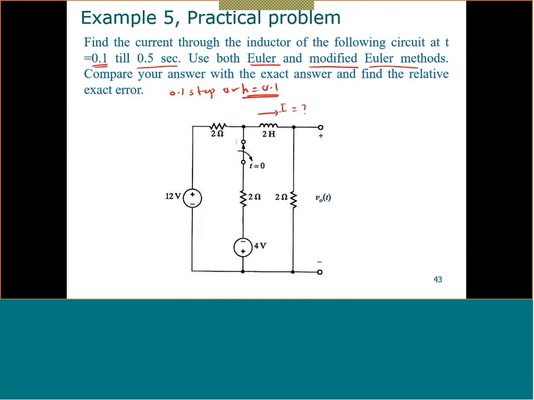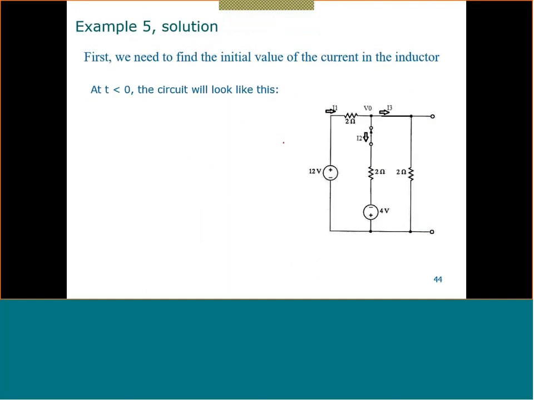Now, to find the initial conditions, we need to solve the circuit at t less than 0. We assume that the switch stays in this position for a very long time, meaning that an inductor will be fully charged. If we have a capacitor, it will be fully charged as well. The inductor will be a short circuit. The capacitor will be an open circuit. So if this is the case, this switch was going this way, and basically this is I1, I2, and I3, and the inductor is converted to a short circuit because it was fully charged. Okay, very good.